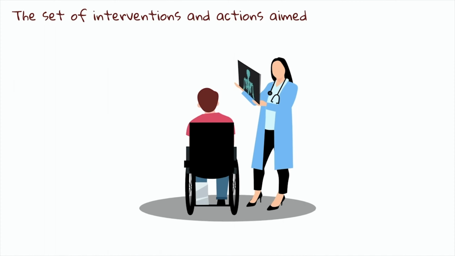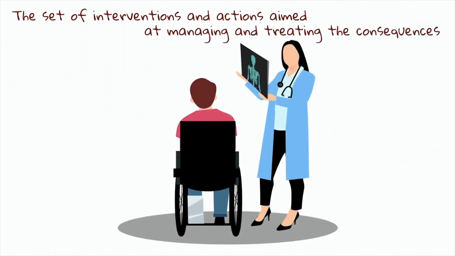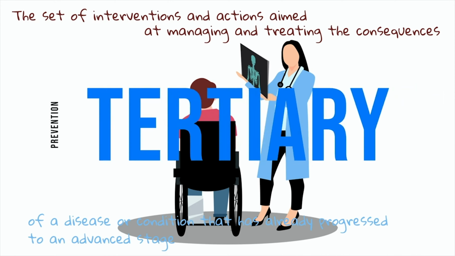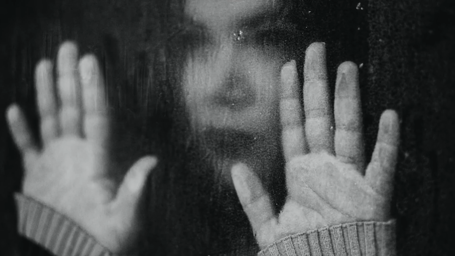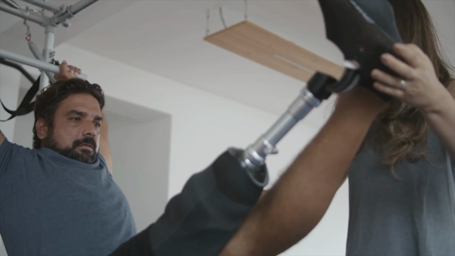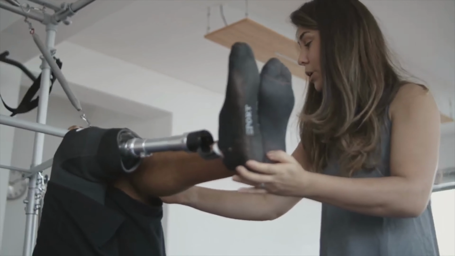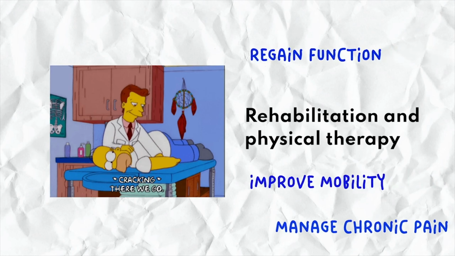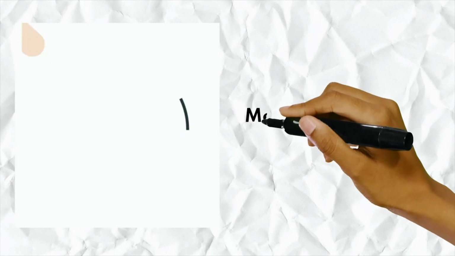The set of interventions and actions aimed at managing and treating the consequences of a disease or condition that has already progressed to an advanced stage or caused significant disability or impairment is called tertiary prevention. The goal of tertiary prevention is to prevent further progression of the disease, manage its symptoms, and improve the patient's quality of life. Examples of tertiary level of prevention interventions include rehabilitation and physical therapy. These interventions can help patients with physical impairments or disability regain function, improve mobility, and manage chronic pain.